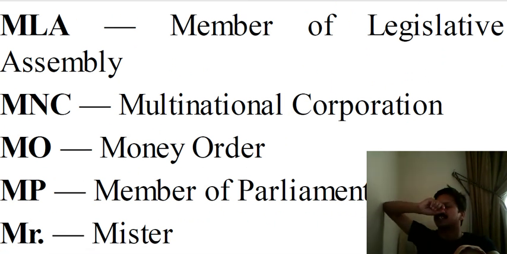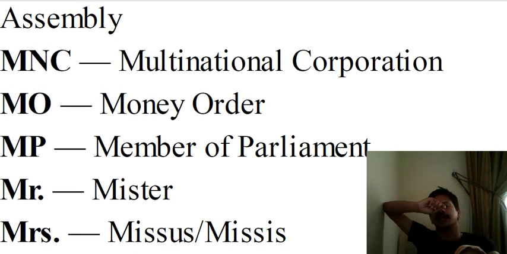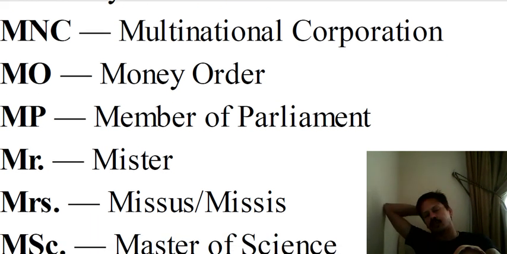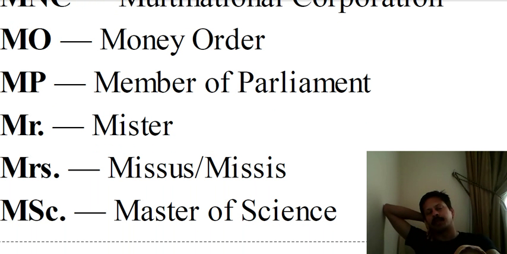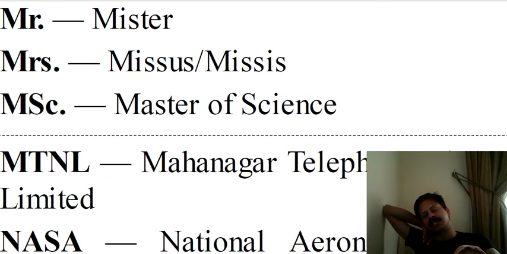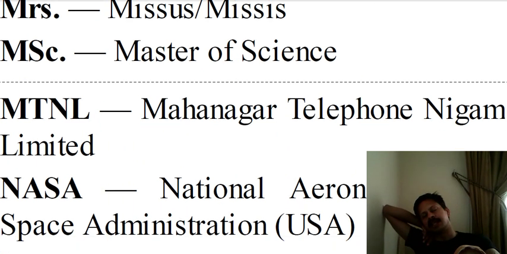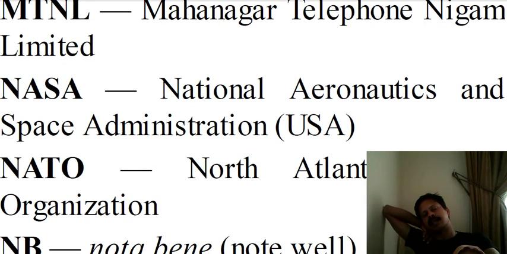MNC is multinational corporation, a capitalistic company that has presence in more than one country. MO, money order, is money sent through the post office. Nowadays it is not popular. MP is a member of parliament. MLA is a member of legislative assembly for the state. MP is a member of parliament for the center, Lok Sabha and Rajya Sabha. Mrs. MSc is Master of Science like BSc. MTNL, like BSNL, is Mahanagar Telephone Nigam Limited.